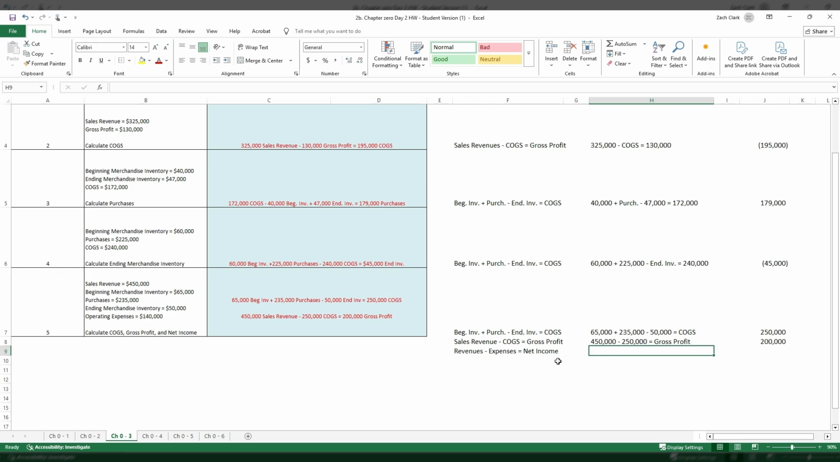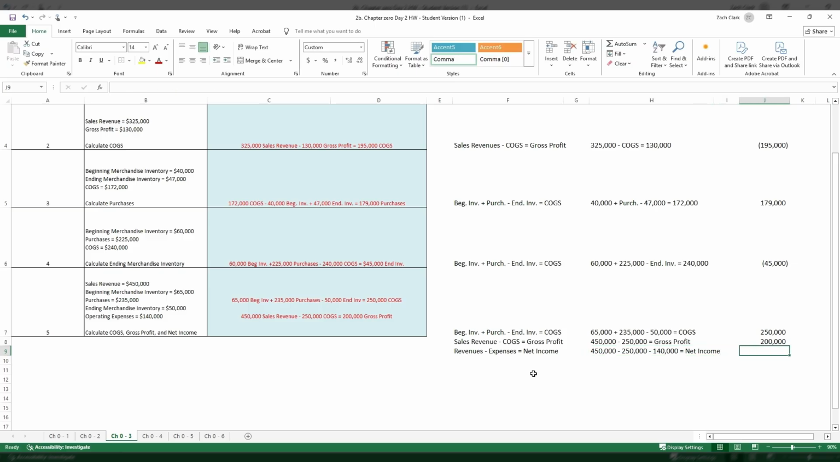and wrap this exercise up. Okay, this one, revenues minus expenses equal net income. So we know revenues was 450,000. Now we need all expenses, right? So we need to subtract cost of goods sold. So that's the 250,000. And then we're also going to want to subtract operating expenses. So that's 140,000. And that's going to give us net income.